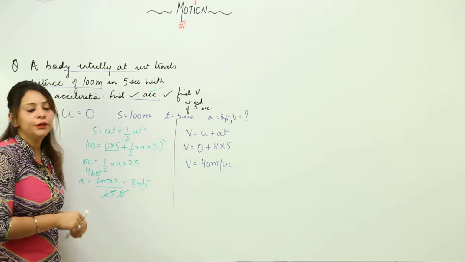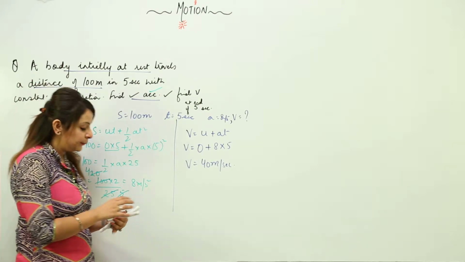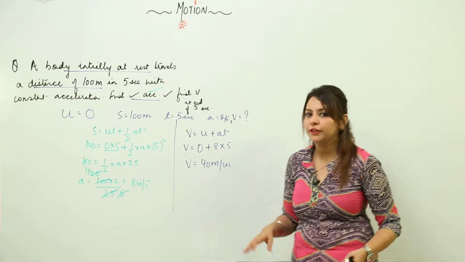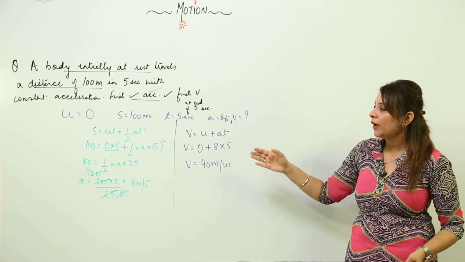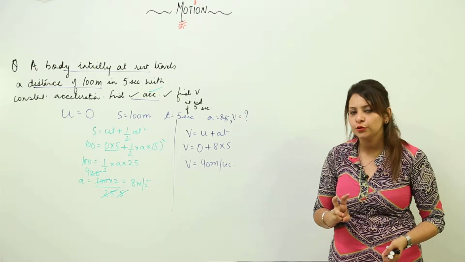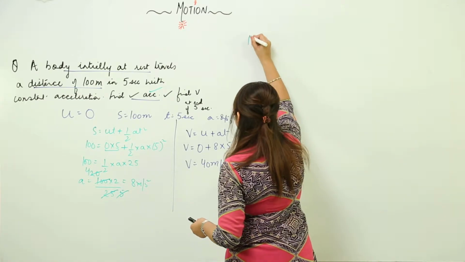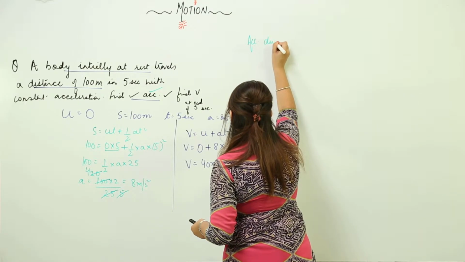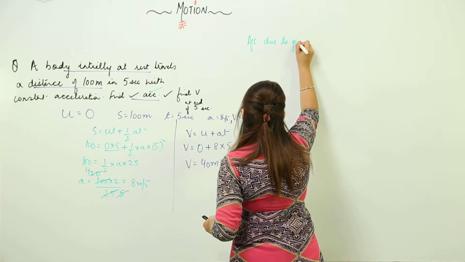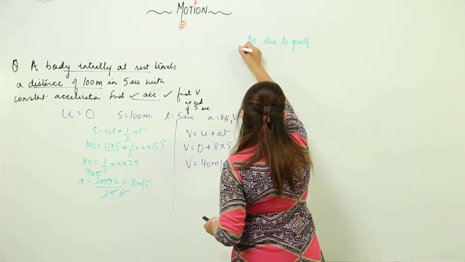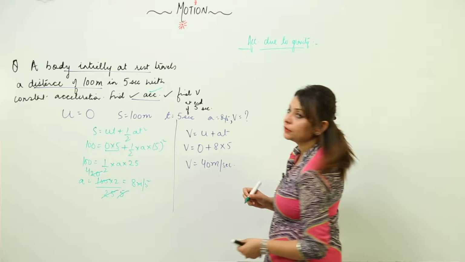So this is how you are going to solve this question, right? So I think it's clear how to solve the questions based on the 3 equations of motion. So now we are going to start with another type of acceleration, that is acceleration due to gravity. You must have heard this word, acceleration due to gravity.